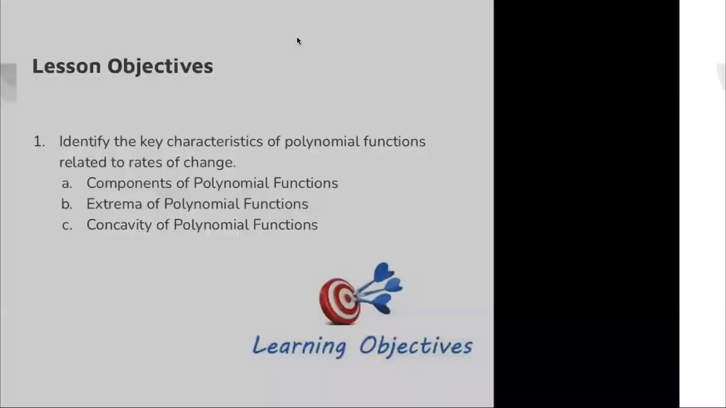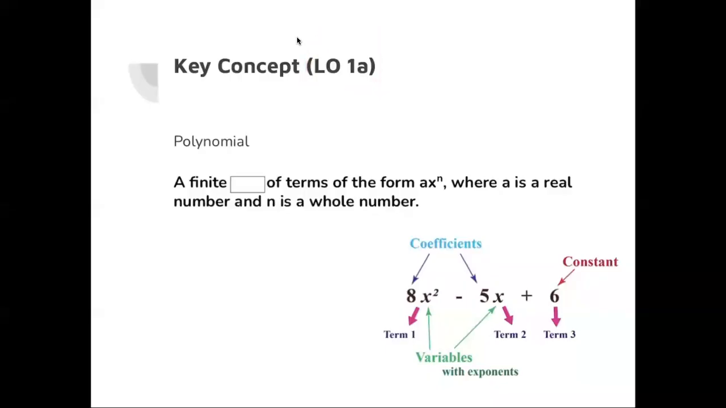Let's first look into lesson objective 1a. We're going to look into the definition of polynomial as we're looking into polynomial functions. So the definition of a polynomial is a finite sum of terms of the form ax to the power of n, where a is a real number and n is a whole number. Okay, so polynomials are basically sums. So we keep adding a term that has this format.